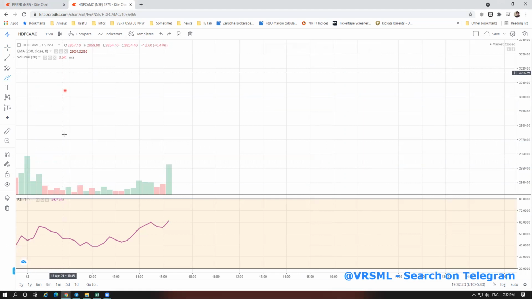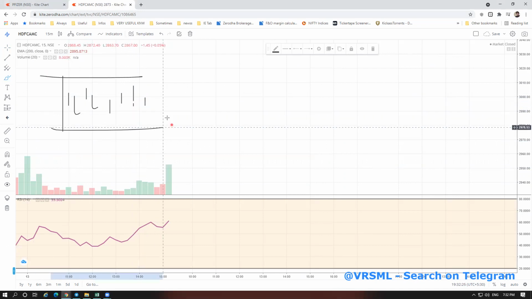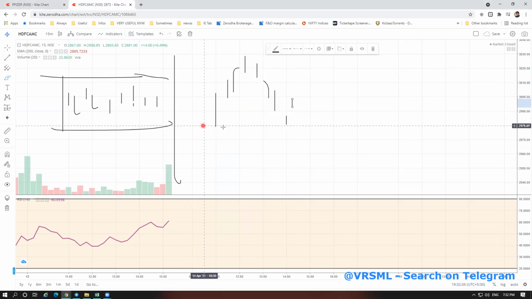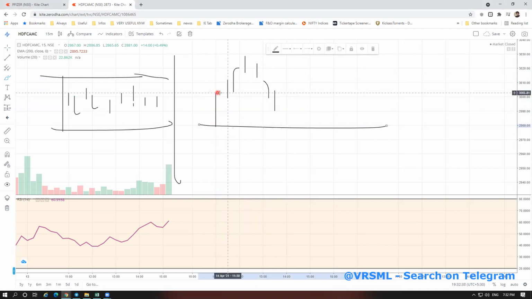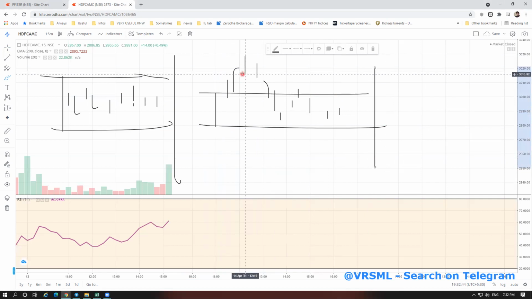So this can be like this. The 15 minutes candle closes here. This can be like this, or this can be like this. See, a break of only the high and then close inside. There is no high break, close inside.